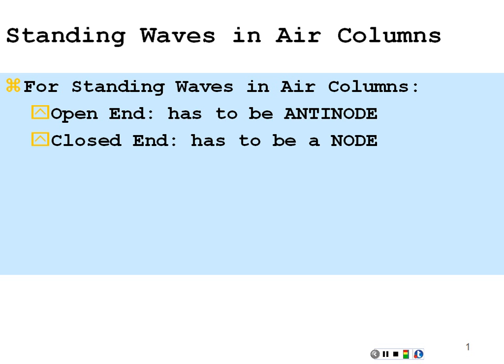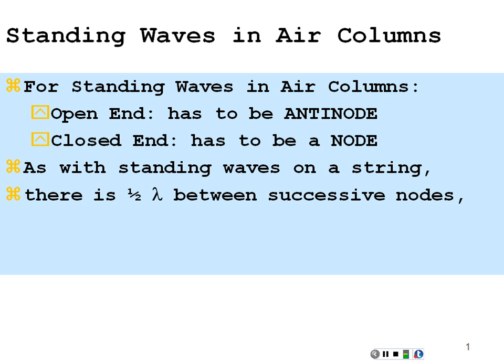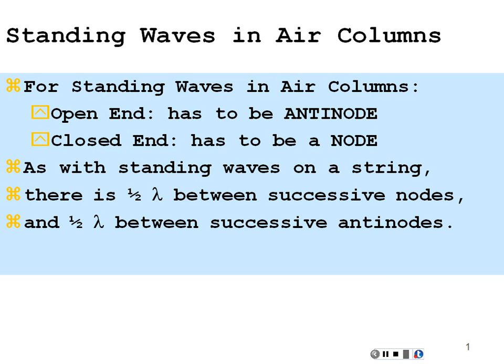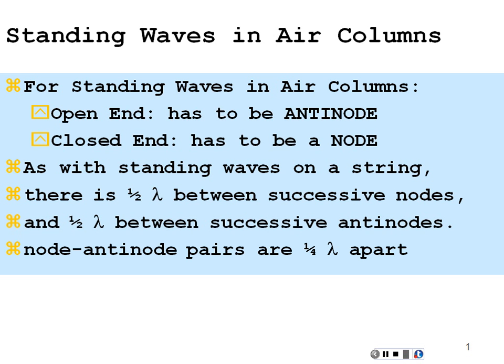Whereas the closed end has to be the node, because at the closed end, the air obviously can't move at that point. So we have these constraints: antinode at the open end, node at the closed end. As with standing waves on a string, there's half a wavelength between successive nodes, and for that matter, half a wavelength between successive antinodes. So it's exactly the same rules between the nodes and the antinodes. Also, a node-antinode pair will again be a quarter wavelength apart.